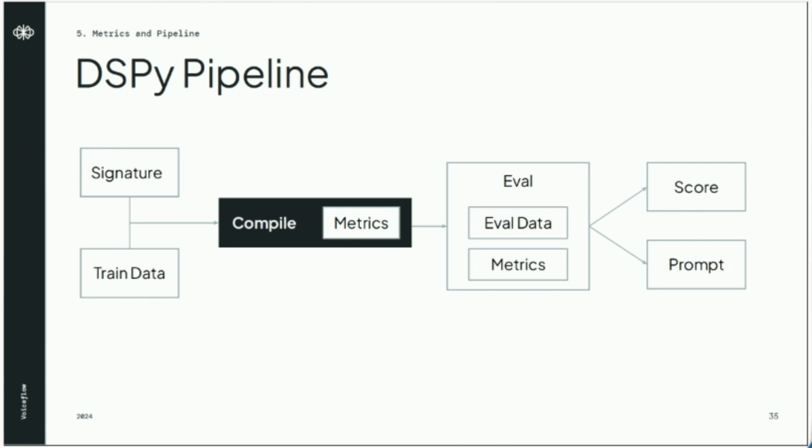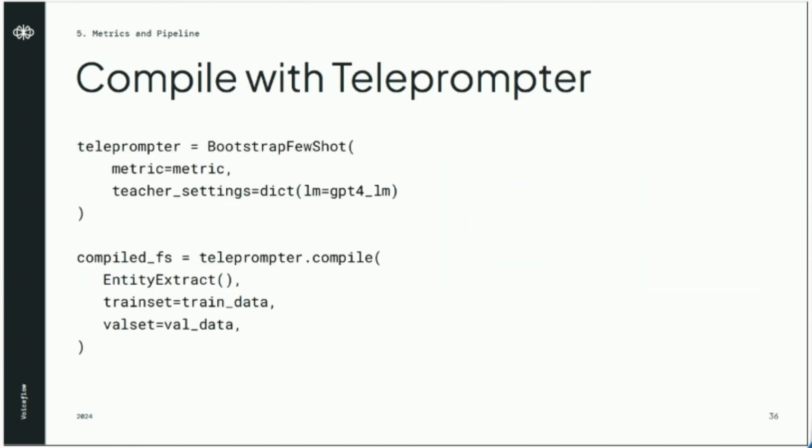Yeah, so next is the important piece, as I mentioned, the compiler part. The compiler is actually the teleprompter or optimizer that we saw earlier. It's going to take an input program, training data, and a metric, and then it is going to optimize the program so that you achieve the maximum metric. So that's the compiler. We used Bootstrap Few-Shot.